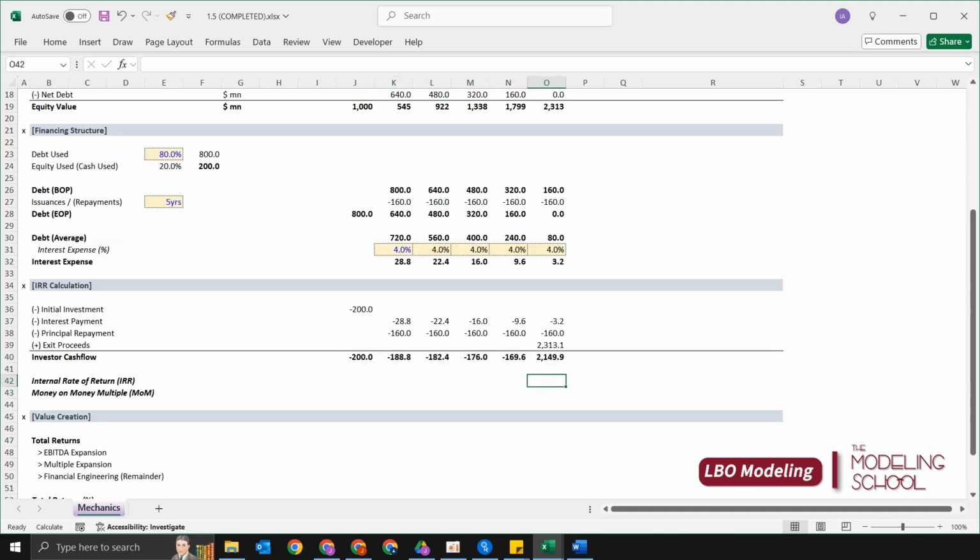The calculation of IRR is relatively simple because we're assuming that the investment has been made at year end, and the end periods are year ends as well. So we can simply use an IRR function. That's all we have to do. So it's a 29.2% IRR.